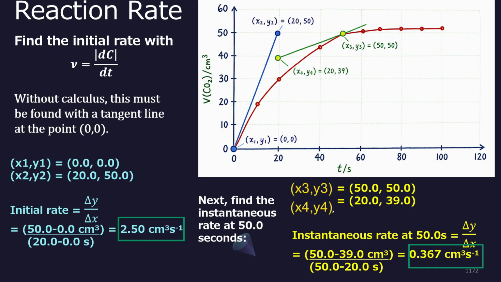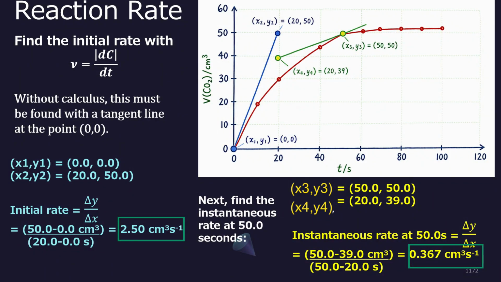All right, so here's a bit more mathematically in-depth example of what I drew previously. So find the initial rate of this reaction. This is CO2 being produced. This is dc by dt. Without calculus, you must find this with a tangent line at the point 0, 0. The y value might not necessarily always be 0. It is in this case because we're talking about products being produced, so there's 0 products at this time.